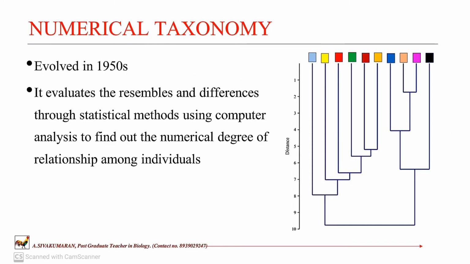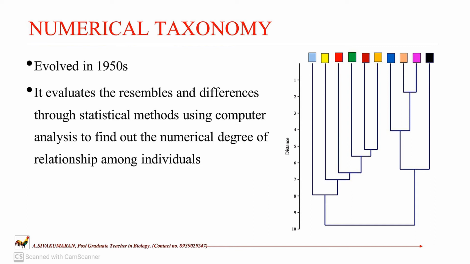So taxonomy can be classified into various types. One is numerical taxonomy. It evolves from the taxonomy only, and it evaluates the resemblance and differences through statistical methods using computer analysis to find out the degree of relationship among individuals. See, when you compare two or three individuals, if they have one similarity, you will give a quantitative number.